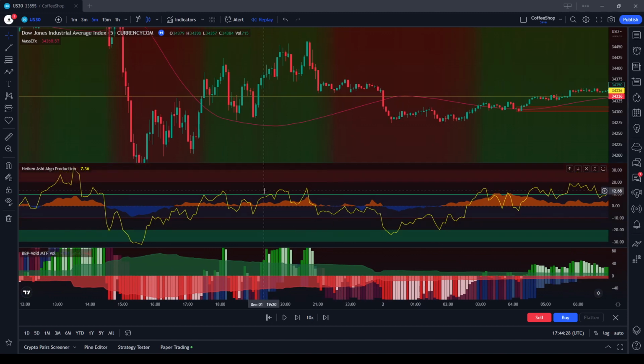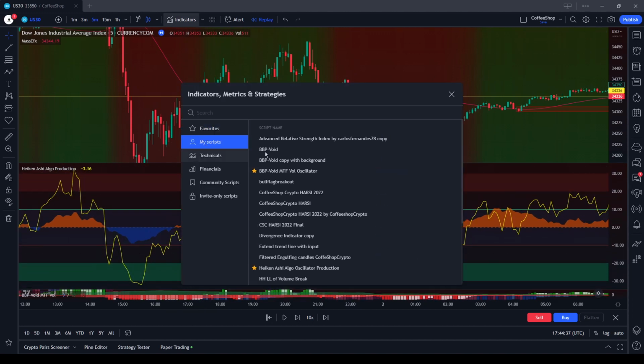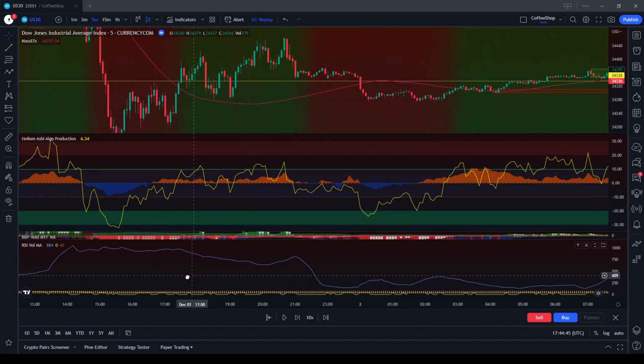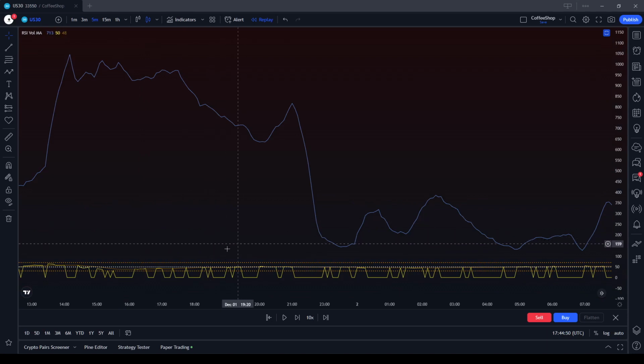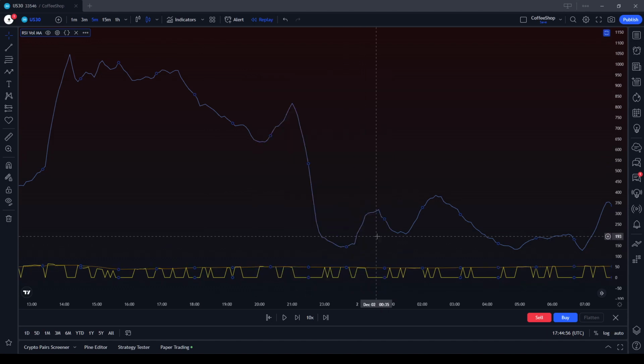So there's also another indicator that I've created, which I haven't shown you guys yet. Let me show you that one real quick. This down here, and then we'll get back to this trade. Here's my scripts. And then there is the RSI volume moving average. So here we've got volume. Basically it's showing you whether volume is moving up or down.